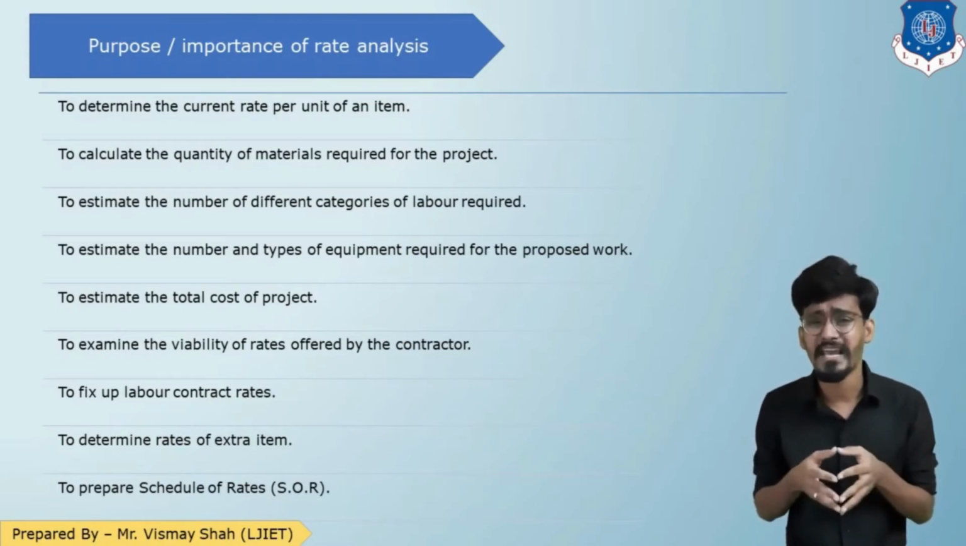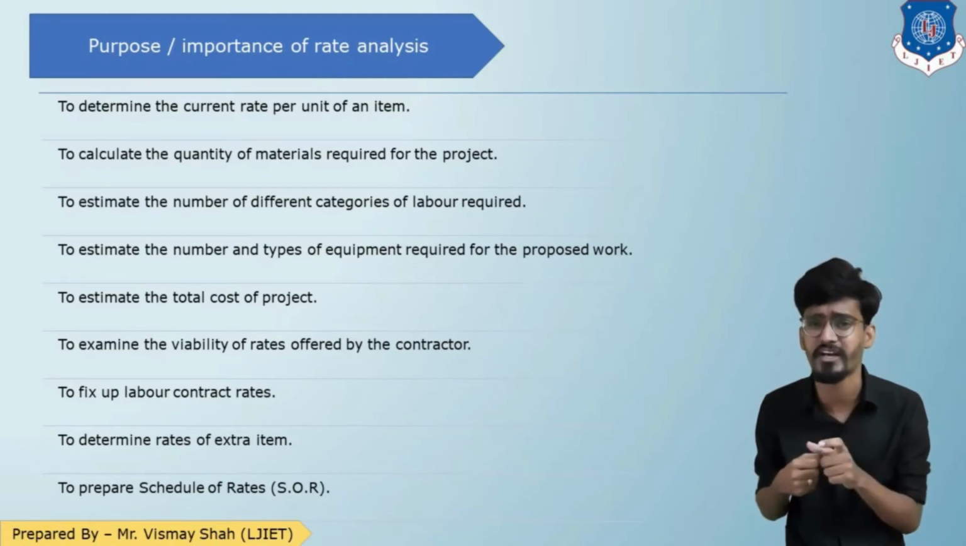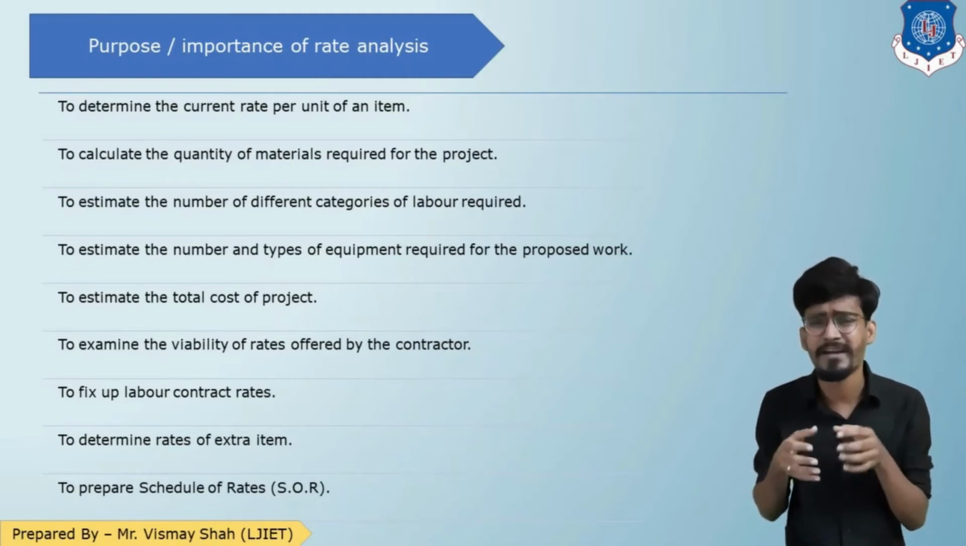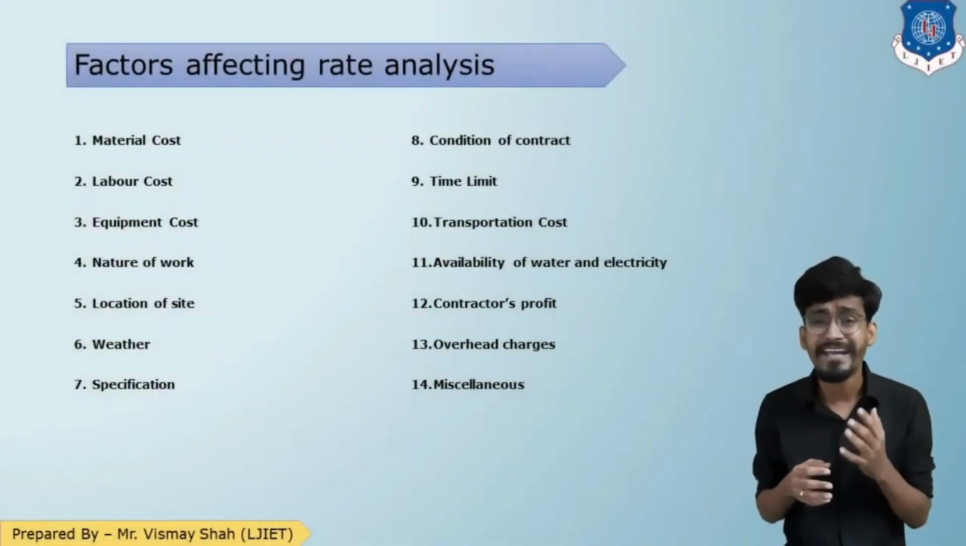Now let us see one of the important topics, that is factors affecting rate analysis. Students, there are many factors which affect your per unit rate. For example, if you are quoting 80 rupees per cubic meter for excavation, there will be many factors affecting that rate. What are they? Let us see. So overall, there are 14 factors which affect your rate analysis.